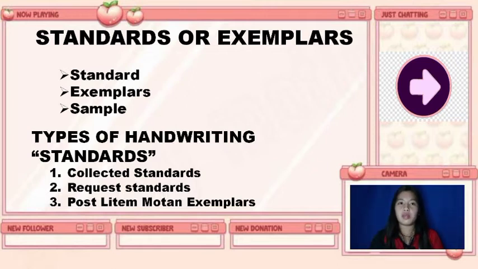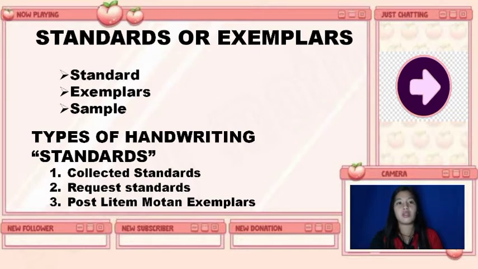The difference between standards and exemplars is that standard is a general term referring to all authenticated writings of the suspects, while exemplars refers more especially to a specimen of standard writing offered in evidence or obtained or requested for comparison with the questioned writing. Samples. A selected representative portion of the whole is known as samples.